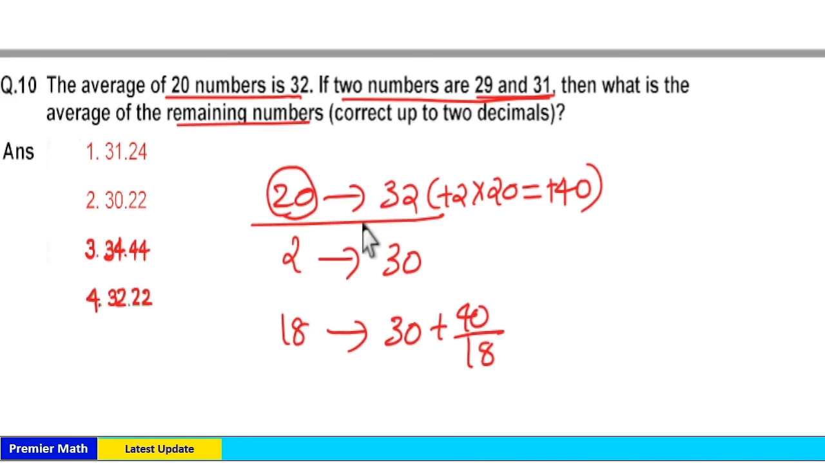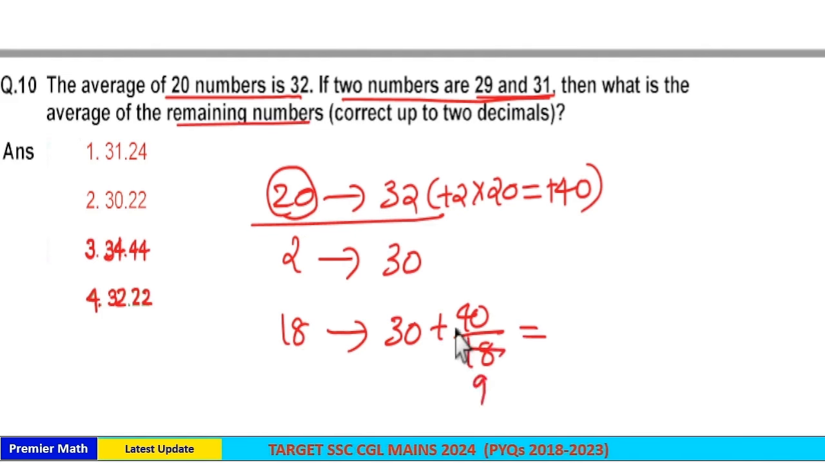Because here you can see these 2 numbers average is 30. Then the remaining numbers' average should be greater than 30 in order to balance the 20 numbers' average as 32. Which means this extra sum 40 should be equally distributed to the remaining 18 numbers in order to balance total average as 32. Here the 18 numbers' average is equal to 30 plus 40 by 18.